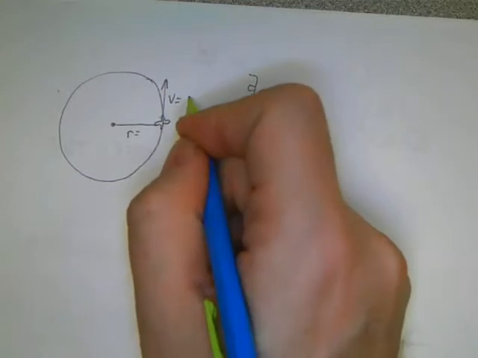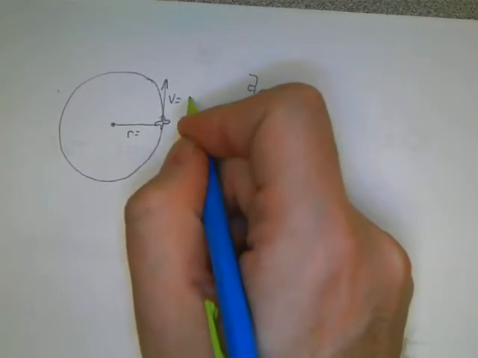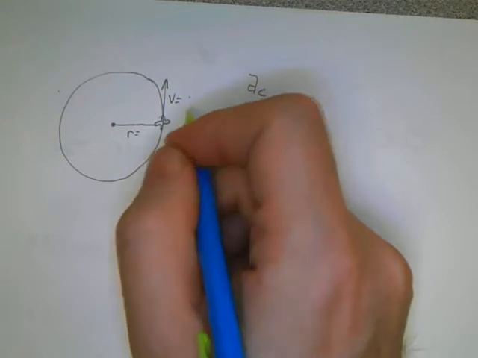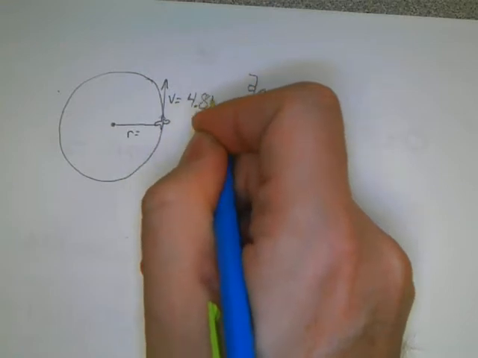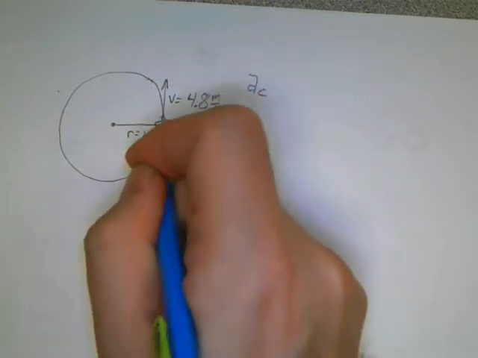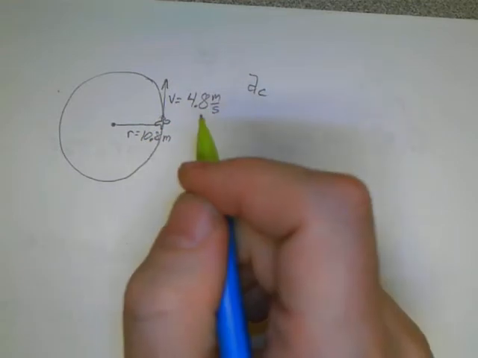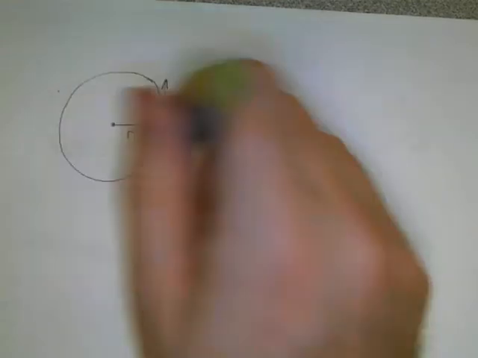In my particular problem, I know that the radius is 10.3 meters and the speed is 4.8 meters per second. Oh, 10.3.